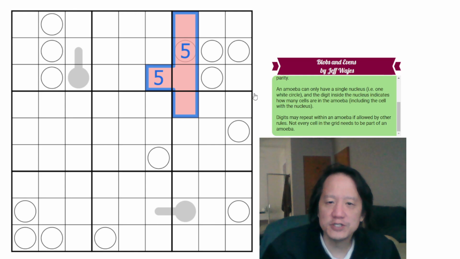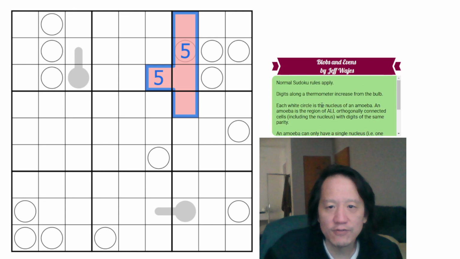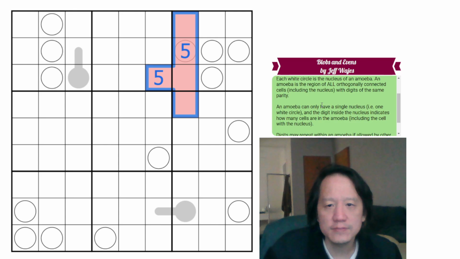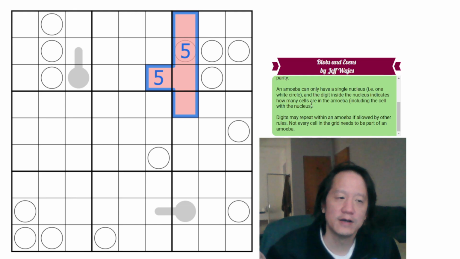And not every cell in the grid needs to be part of an amoeba. Well, I guess you could think of it that every cell is part of an amoeba, but not every amoeba has to have a nucleus in it, right? Because everything is odd or even, right? An amoeba is basically just orthogonally connected cells of the same parity. So you could think of it as a rule that every cell is a part of an amoeba, but not every amoeba has to have a nucleus in it.